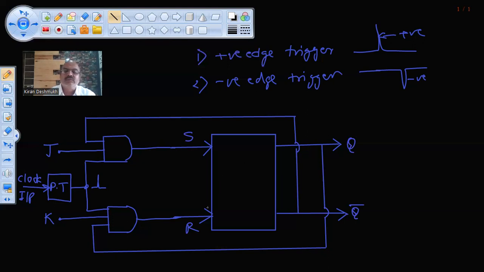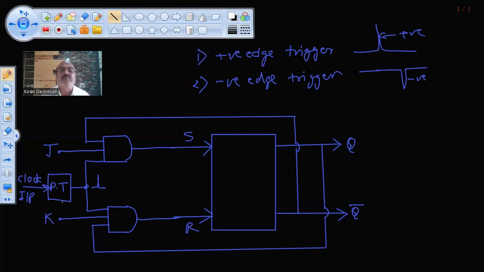Now the problem of fast toggling, which was arising in the clocked JK flip flop, will be avoided in the triggered JK flip flop. Okay, so: clocked RS flip flop, clocked JK flip flop, and triggered JK flip flop.